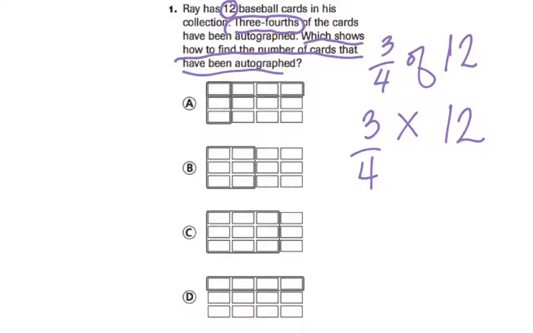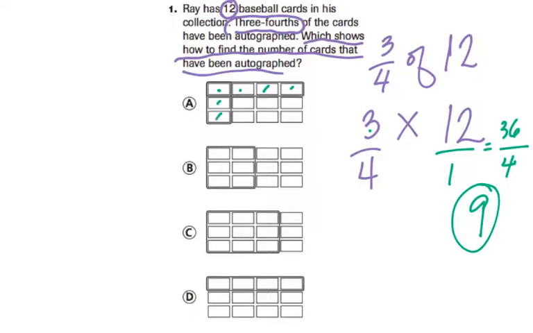Now I can do this more than one way. First, I can multiply straight across, and I'd have 36 over 4, because 3 times 12 is 36 and 4 times 1 is 4. If I divide 36 divided by 4, I'd get 9 wholes. So I can look for which picture shows 9 wholes selected. This is 1, 2, 3, 4, 5, 6. 1, 2, 3, 4, 5, 6, 7, 8, 9. That one works, and I can rule some out.